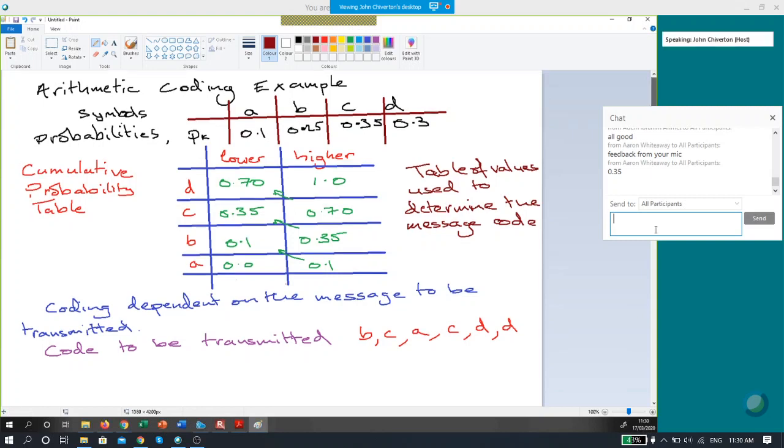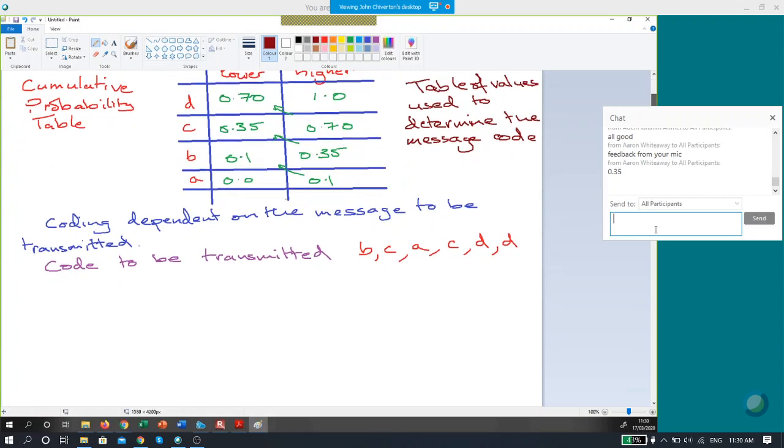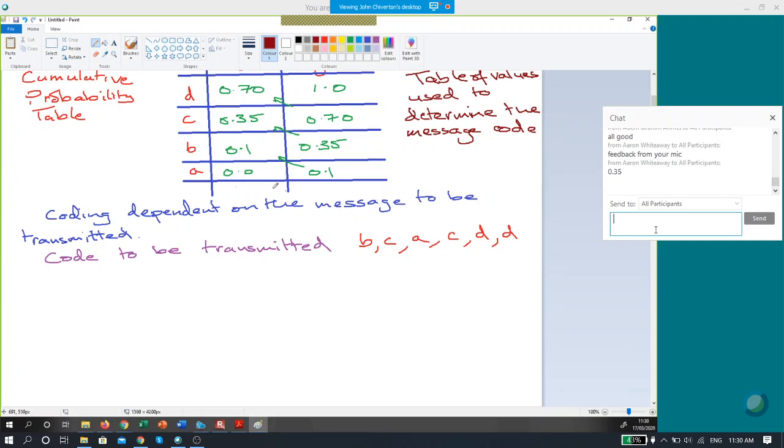Okay, so right, we've got the code to be transmitted. We'll start with a B, and then it moves to a C, then an A, then a C, then a D, and then a D. So those values we need to look up. These cumulative probabilities need to be looked up given the different symbols to be transmitted.